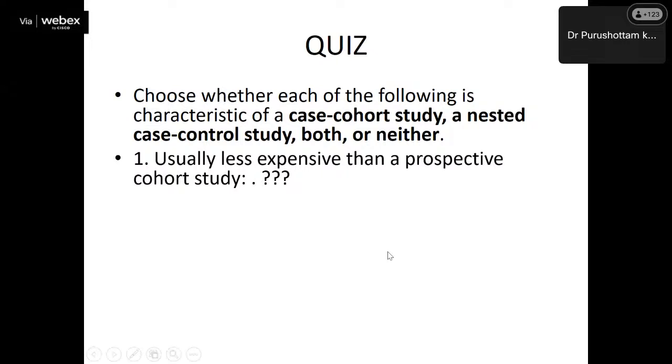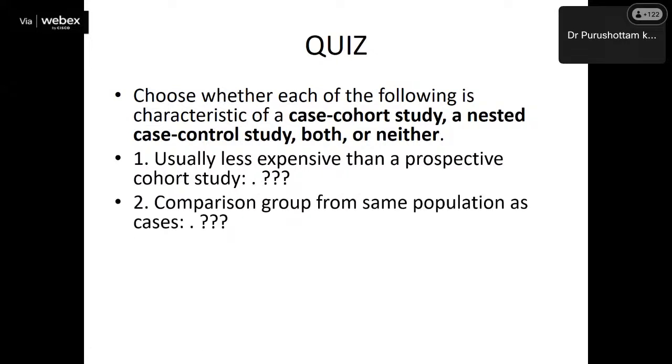Next question. Comparison group from the same population as cases. The comparison group is from the same population as the cases, the place from where we take the cases, we take the comparison group from there too. Case cohort, nested, both, neither. Amit ji, you can help if the answers are coming in the chat box. Dr. Pooja wrote both. Dr. Vivek wrote case cohort. Dr. Lovely Srivastava wrote nested case control.